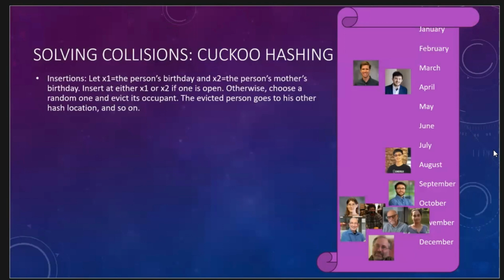If either one of them is empty, you can just put it there. But if both of them are full, what do you do? You put it in one of those two slots, and the thing that was there also has two hash functions, right? So you send it to its other hash function. Say it was currently in its birthday spot, then you kick it out, and now it goes to its mother's birthday spot. And if there's something there, it kicks them out, and it keeps kicking out until eventually someone lands on an empty slot.